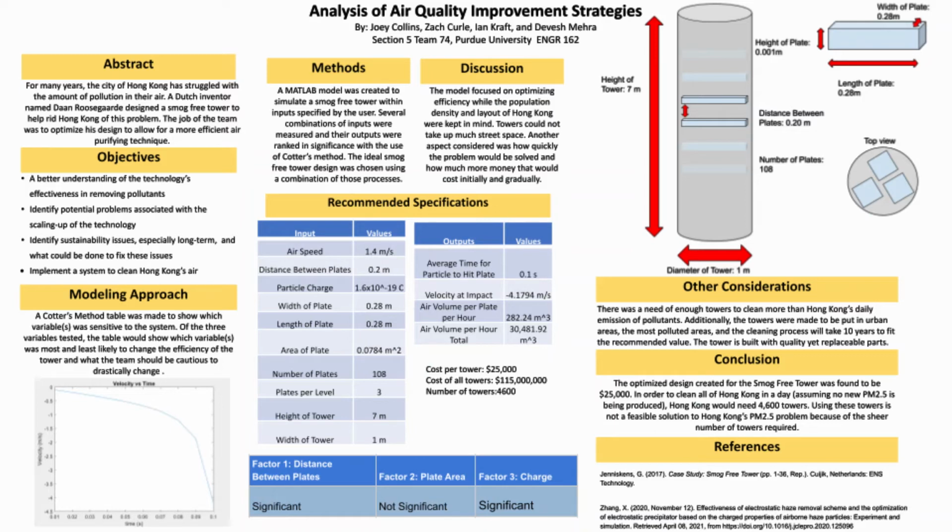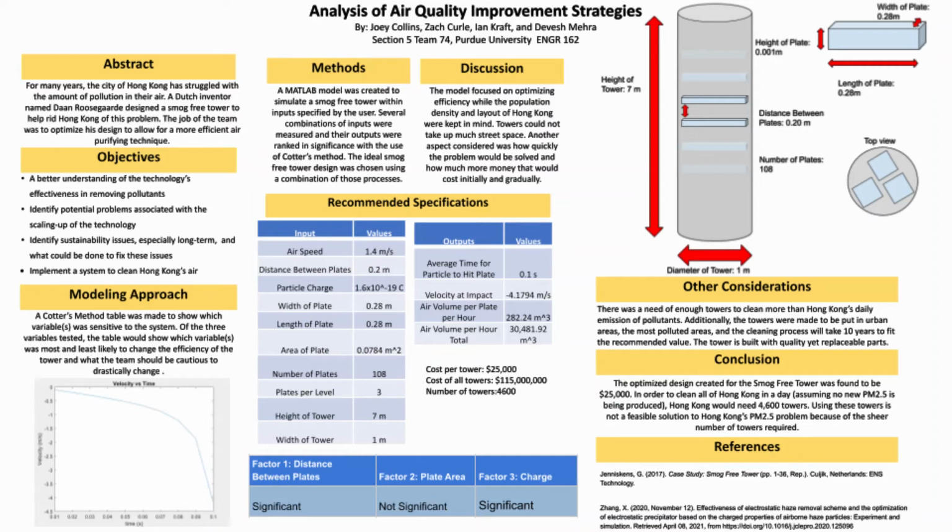So then we have the area of the plate down below as 0.0784 meters squared. And like I said earlier, we have 36 levels. So at 3 plates per level, we have a total of 108 plates. The height of our tower ended up being 7 meters based on our 36 levels and then 0.2 meter spacing between the levels. And the width of our tower is 1 meter, and it's a cylinder, so the width is actually the diameter of the circle.